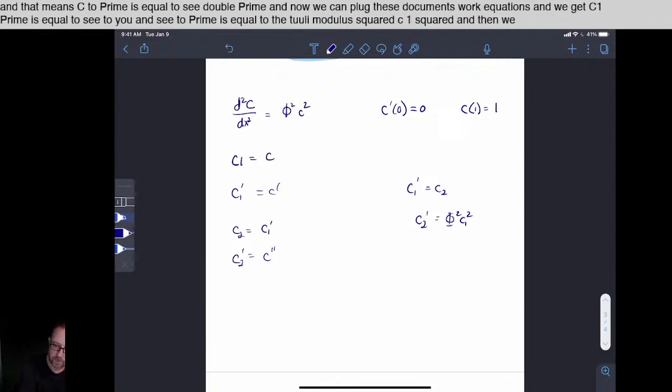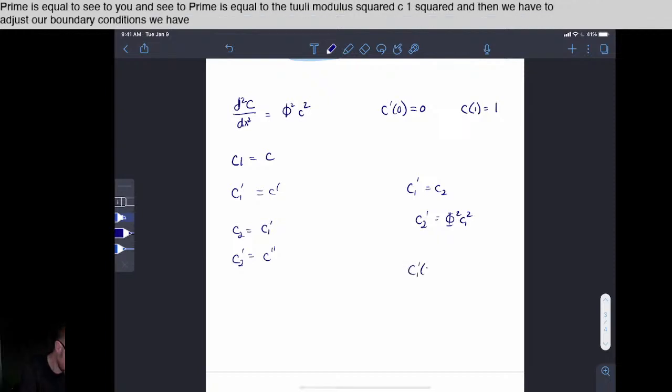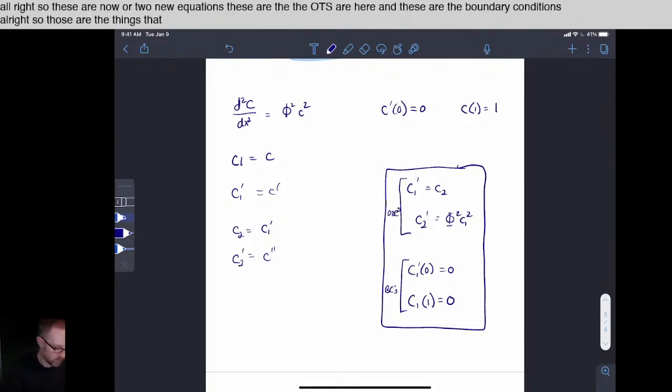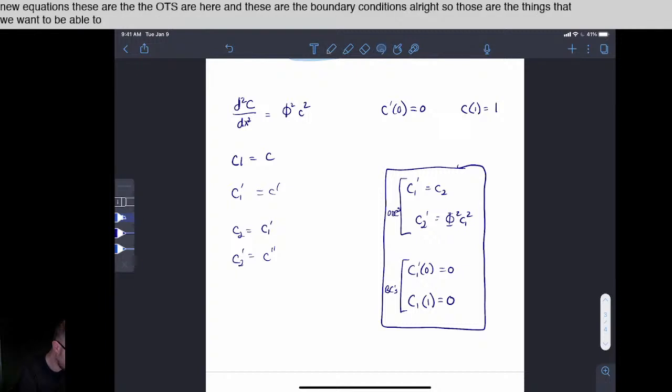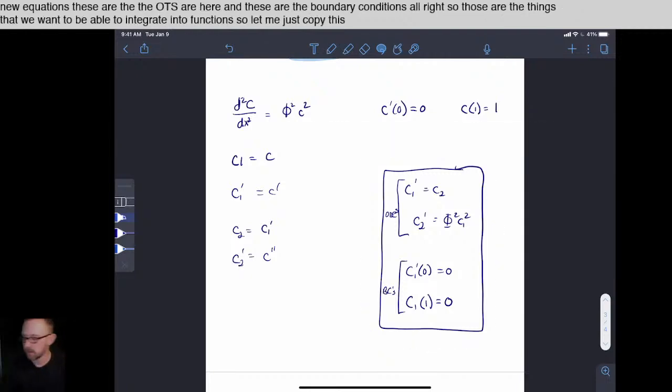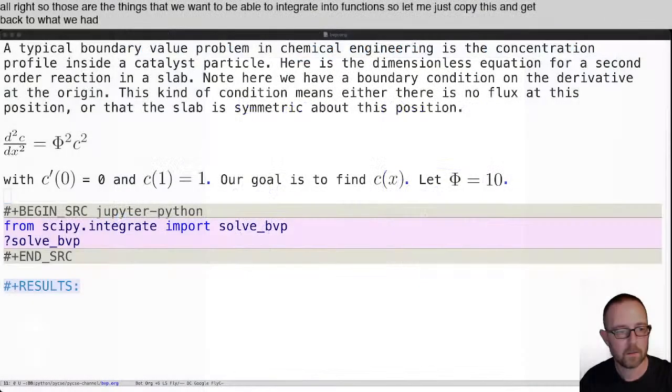And then we have to adjust our boundary conditions. We have C1 prime of 0 is equal to 0, and C1 of 1 is equal to 1. Alright, so these are now our 2 new equations. These are the ODEs here, and these are the boundary conditions. Alright, so those are the things that we want to be able to integrate into functions. So let me just copy this and get back to what we had over here.